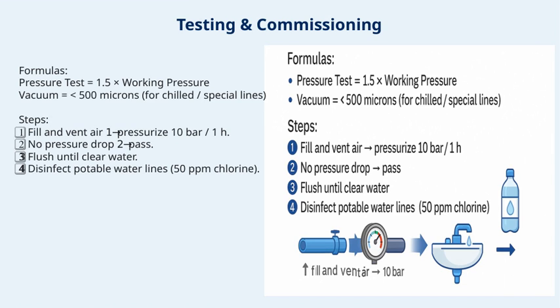Moving on to the steps we follow during testing. The first step is to fill the system and vent out any air, then pressurize it to 10 bar for about an hour. This helps us check the integrity under pressure. If there's no pressure drop during that time, we know the system is sound and passes the test. Next, we flush the lines until the water runs clear, ensuring there's no debris or contaminants. Finally, for potable water lines, we disinfect with a 50 ppm chlorine solution. This step is vital to ensure the water quality is safe for use.